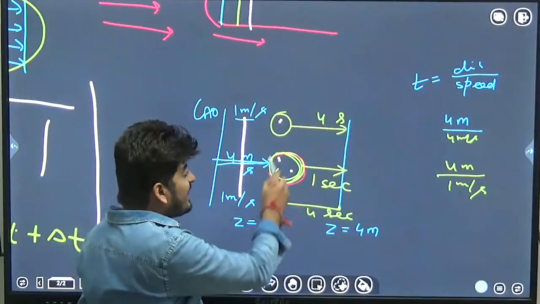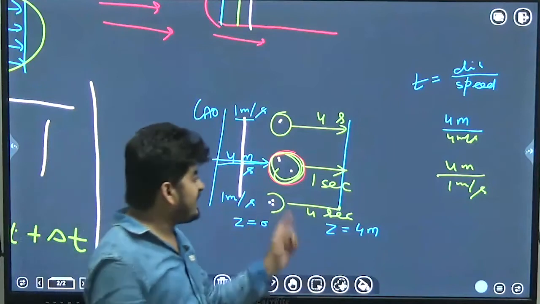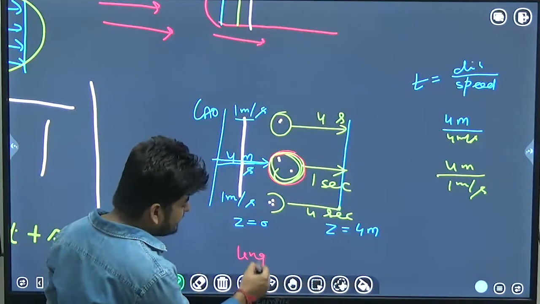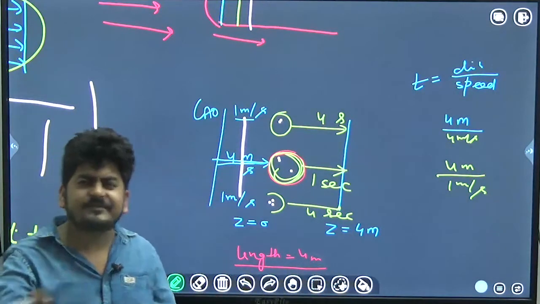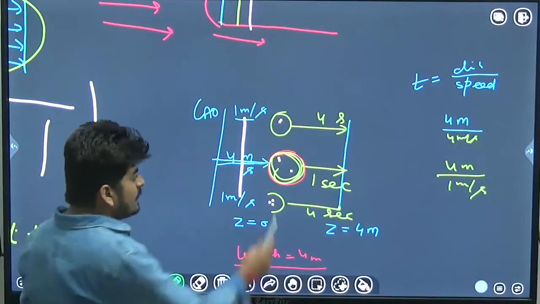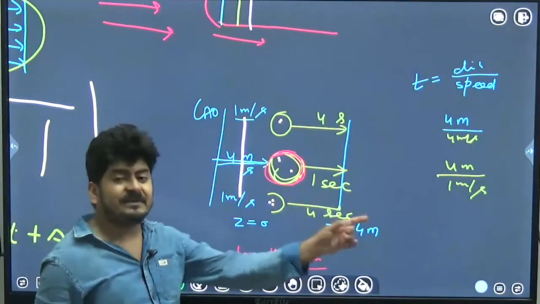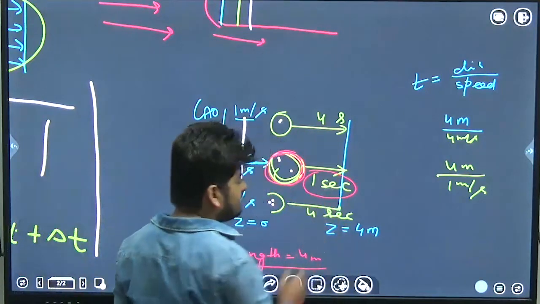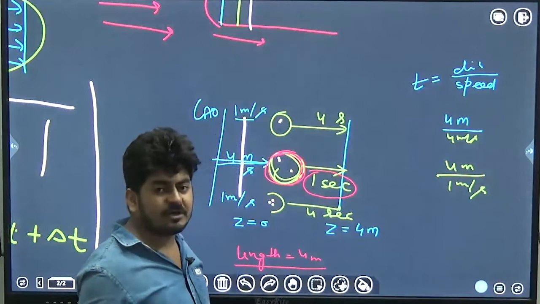For centerline molecules, the reaction time, suppose the length of the reactor is 4 meters only. Okay, suppose. So for the centerline molecules, what will be the residence time? What will be the reaction time? Only 1 second. So the conversion achieved by centerline molecules will be low.